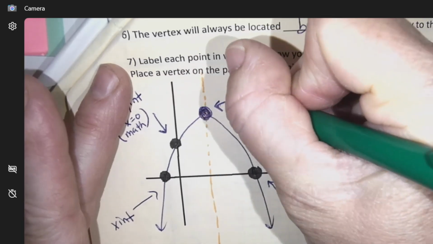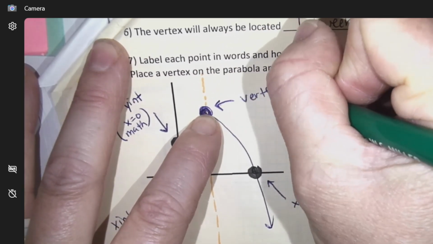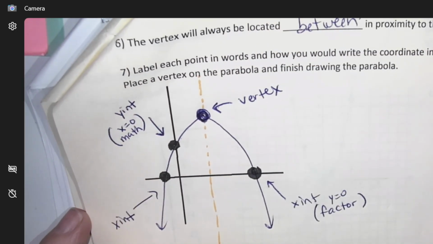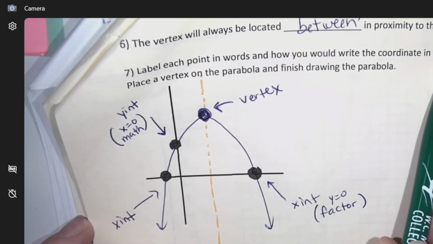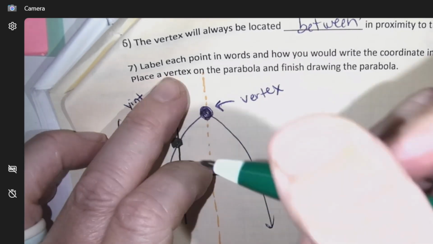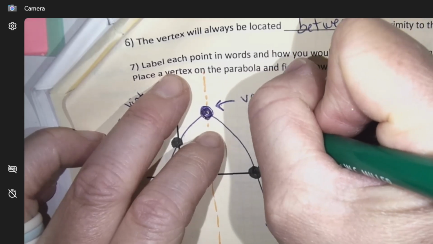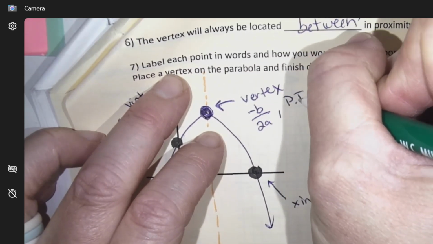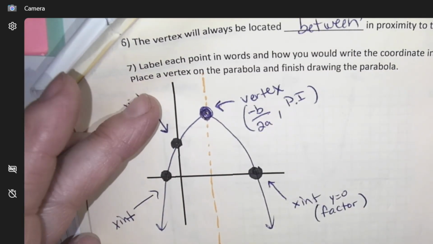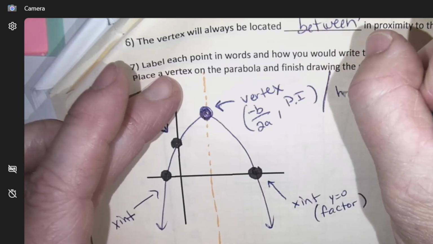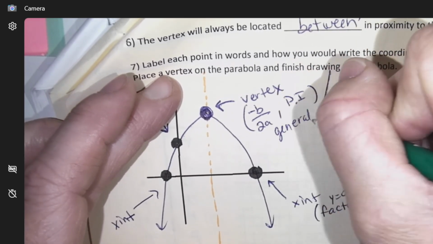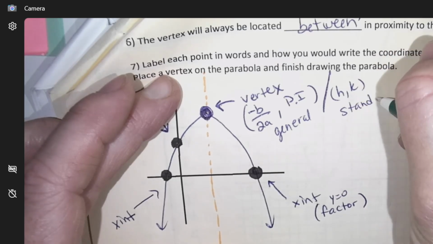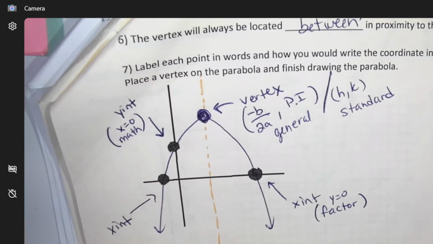So now this point is called a vertex. So what's the process of getting it when you're in general form? Negative b over 2a, plug in. That's everything we've learned.